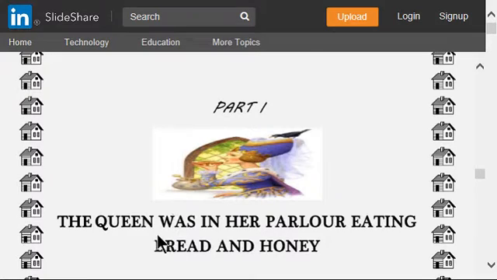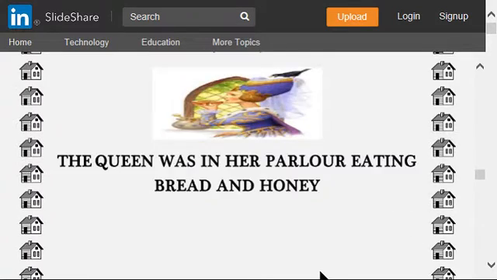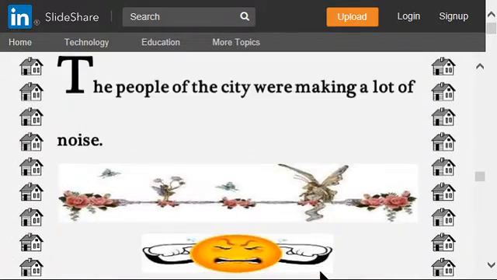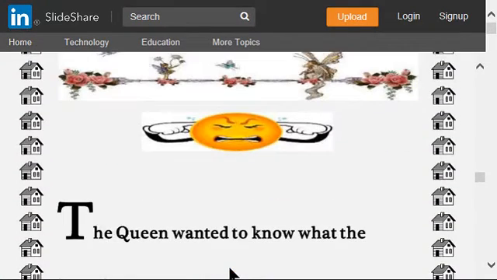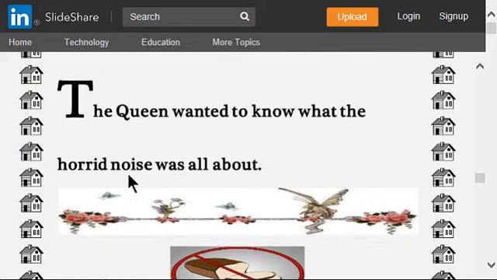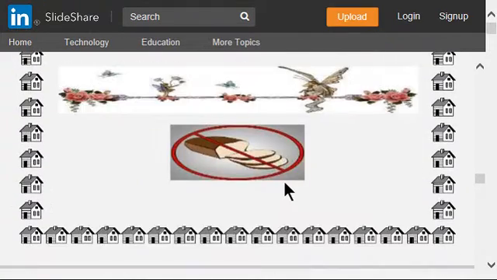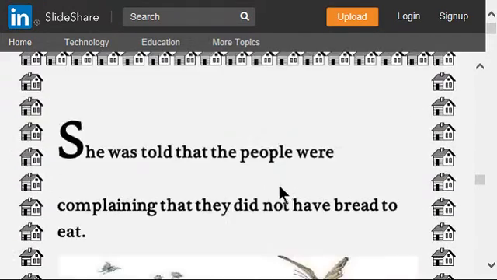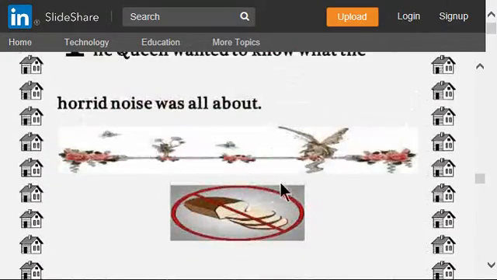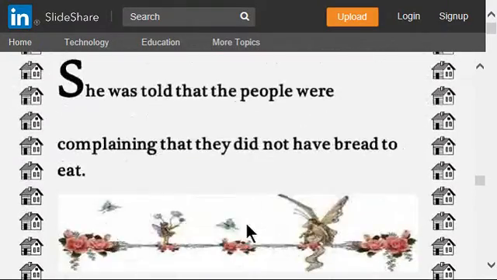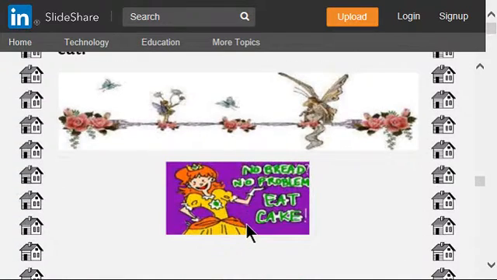The queen was in her parlor eating bread and honey. Now the people in the city were making a lot of noise. The queen wanted to know what that horrible noise was all about. She was told the people were complaining they did not have bread to eat. The queen said, no bread, let them eat cakes.